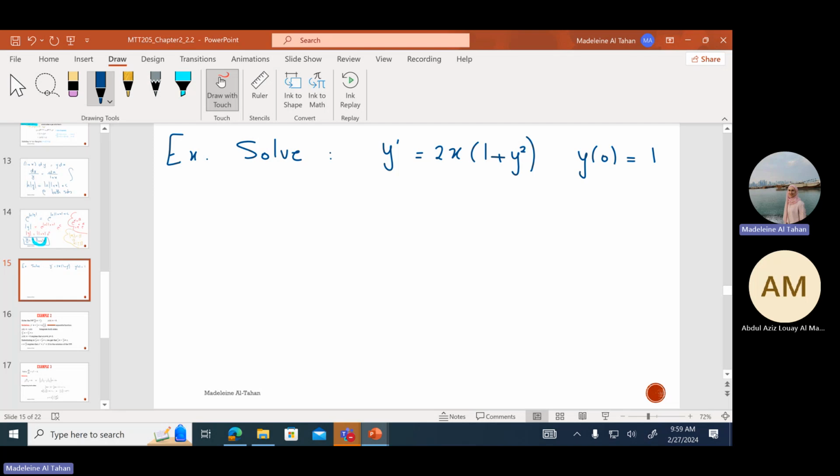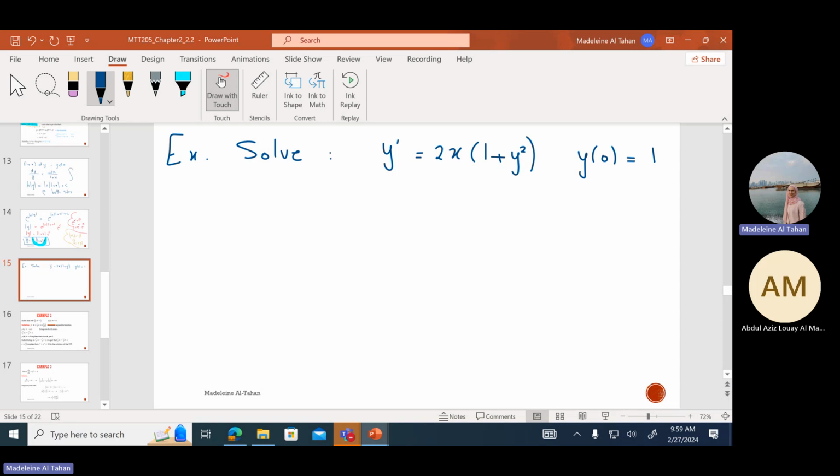Please write this question. What's the difference between this question and the previous questions? What do we have? We have an initial value problem. So this one is an initial value problem. To solve an initial value problem, what should we solve first? The differential equation. Then we find the value of C.